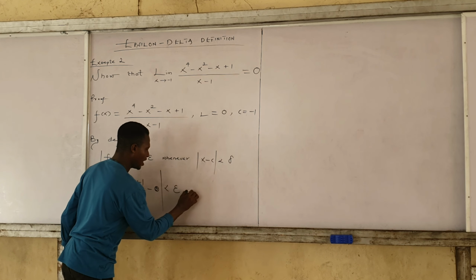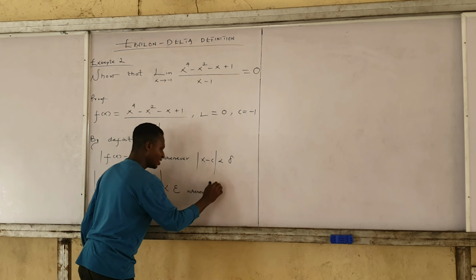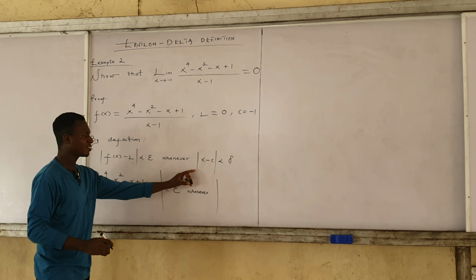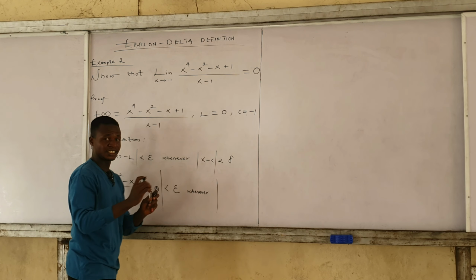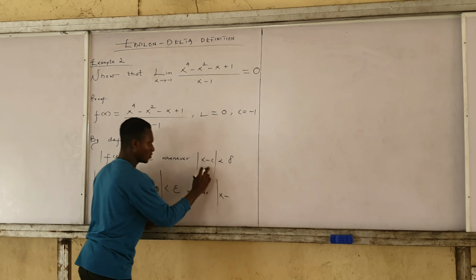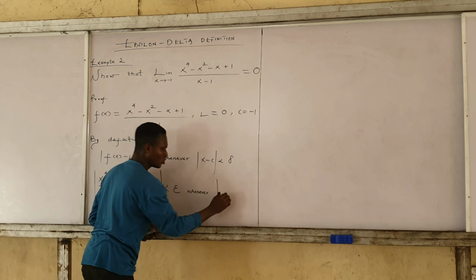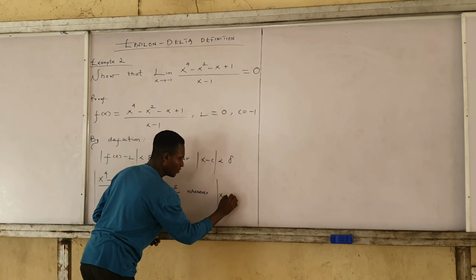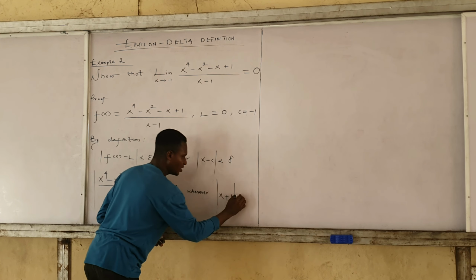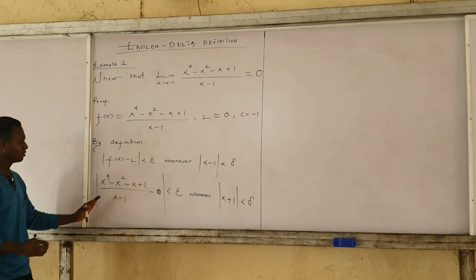Whenever we have that the absolute value of x minus c, x is a generic variable, so we keep it as x. That is going to give us x minus c. We have c to be given by minus 1. When we substitute that into this, we have that to be given by x plus 1. And this is less than delta. So this is where we are now. So we have defined this.